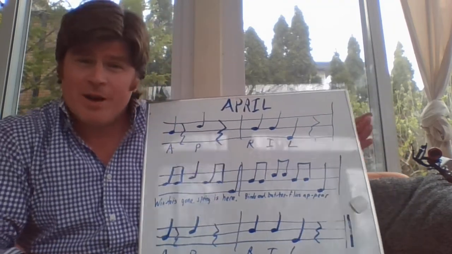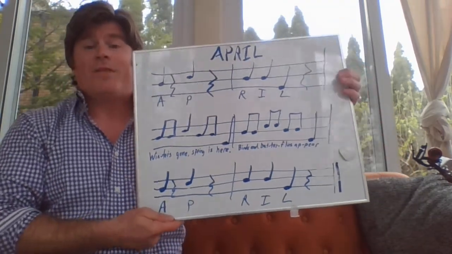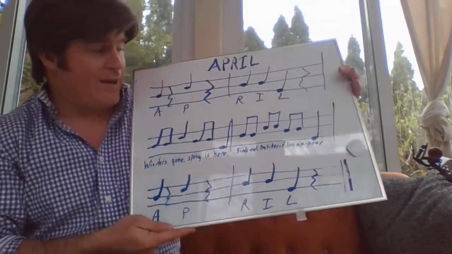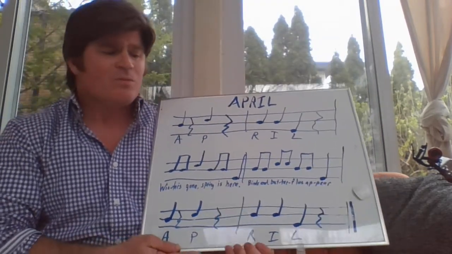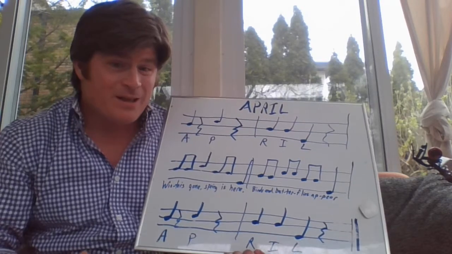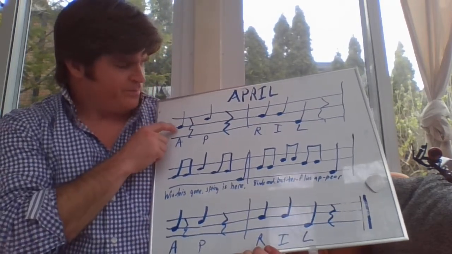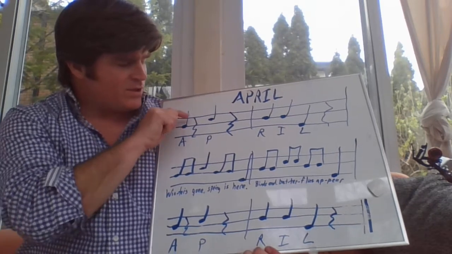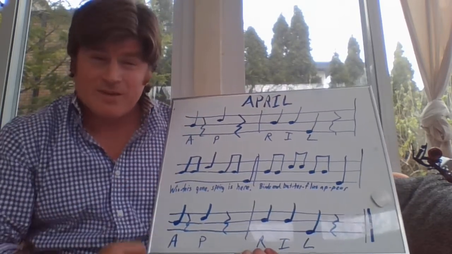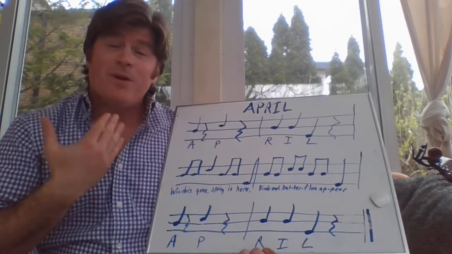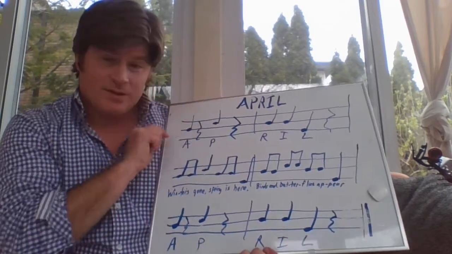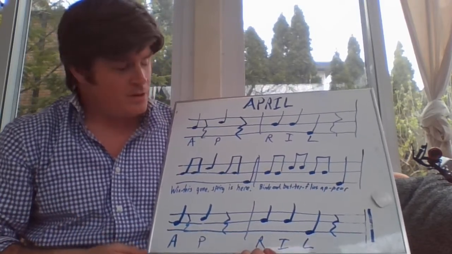Now, I was calling this our April rhythm because we go through our rhythm notes, our quarter notes and our eighth notes and our quarter rests. But this is also a melody. Now, for some of our older students, you know that when these notes are higher on the lines or in the spaces, it means that the pitch is higher. If it's lower, the pitch is lower.